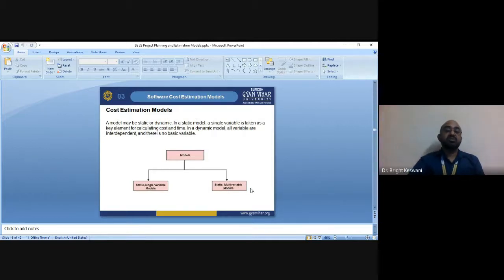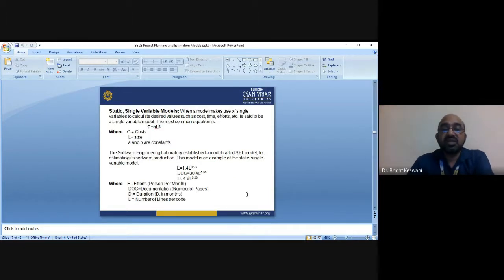Let us discuss the cost estimation model. As we said earlier, a model can be static or dynamic. In a static model, a single variable is taken as a key element for calculating cost and time. In a dynamic model, all variables are interdependent and there is no basic variable. So models are basically divided into two categories: static single variable models and static multivariable models. As far as static single variable models are concerned, when a model makes use of a single variable to calculate desired values such as cost, time, effort, etc., it is said to be a single variable model.